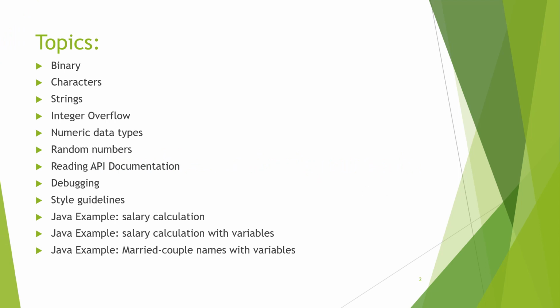So in this chapter, the topics covered are binary, characters, strings, integer overflow, numeric data types, random numbers, reading API documentation, debugging, style guidelines, Java example, salary calculation with variables, married couple names with variables.